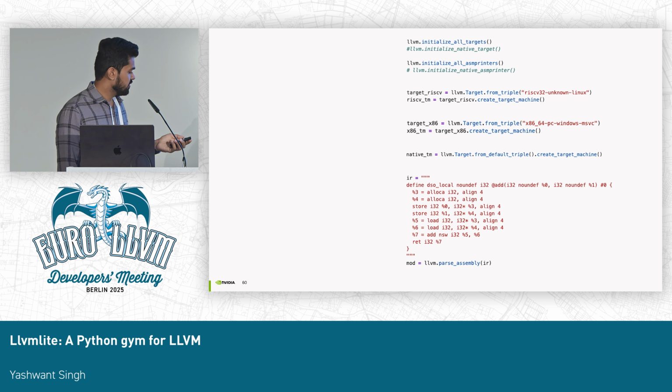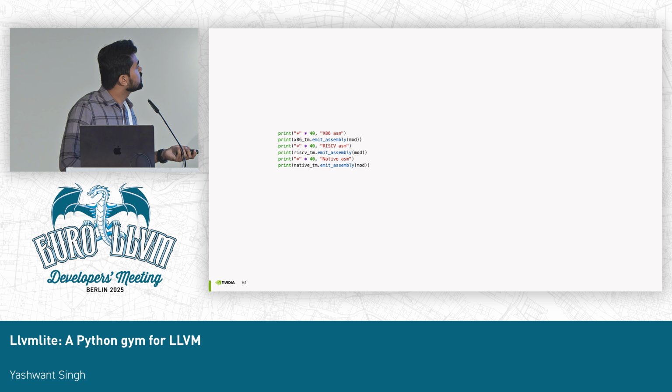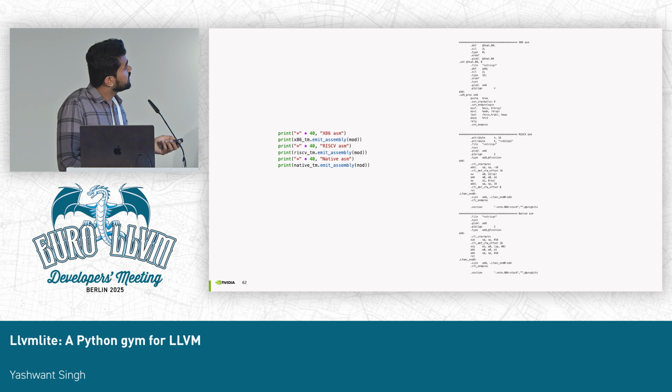We'll try to generate assembly for this LLVM IR module. So I'm going to skip over the part where we try to optimize LLVM IR because we already know how to do that. Instead, we'll just look at the assembly output for this unoptimized LLVM IR. So it's very simple. You just call the emit assembly function on the target machine object and you pass the module you want to look at the assembly for. So in order, we have x86, RISC-V, and native, that is ARM64 assembly. It's not very readable, but you can take my word on it. These are all different assemblies.